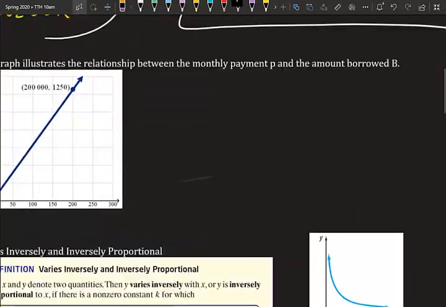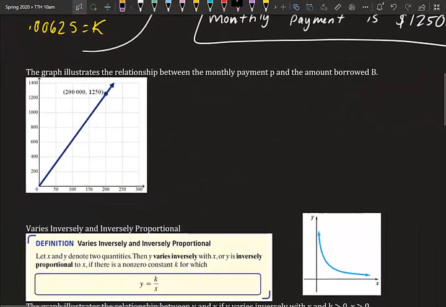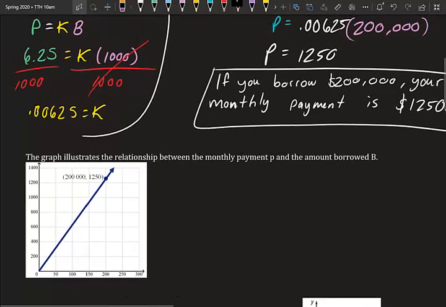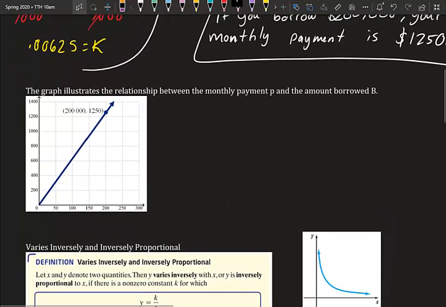This graph illustrates the relationship between the monthly payment P and the amount borrowed B. So you can figure out using the model that we found how much it's going to be. So you can use this to figure out, well, what if I want a $250,000 house? Where am I going to be at? And this is what that means. So this is our $200,000 borrowed, and that's our payment of $1,250.